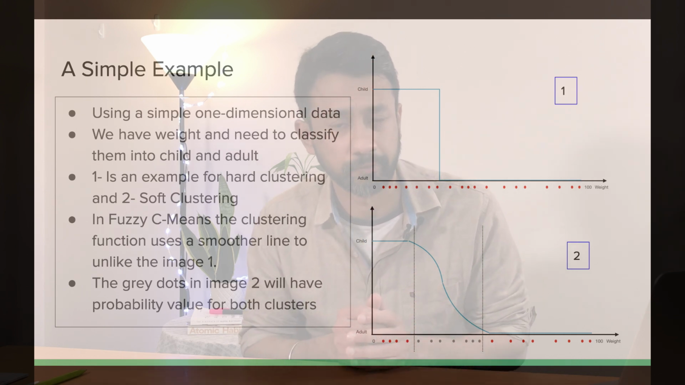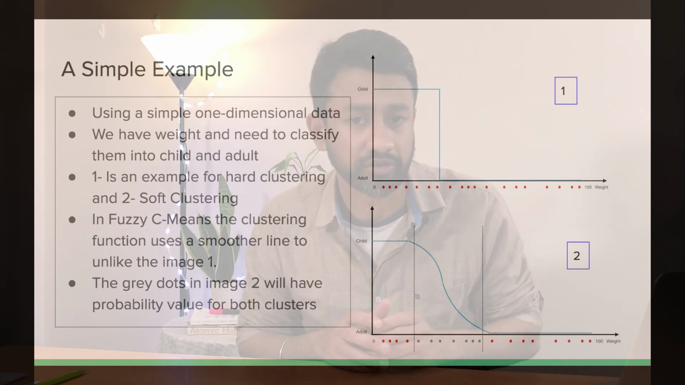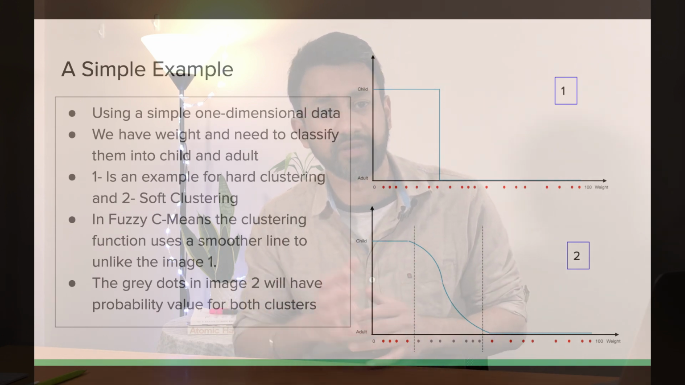In a real-life scenario, our data points will be of higher dimension. Here we have only one dimension, which is weight.